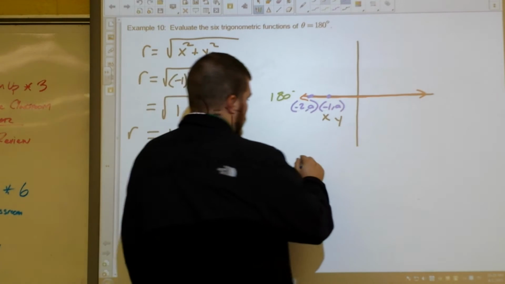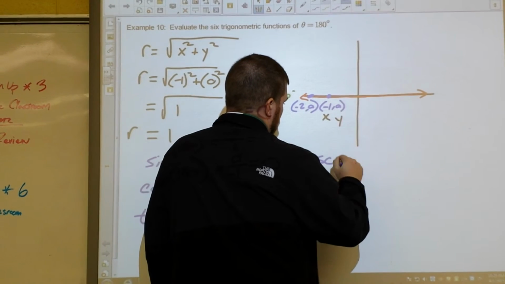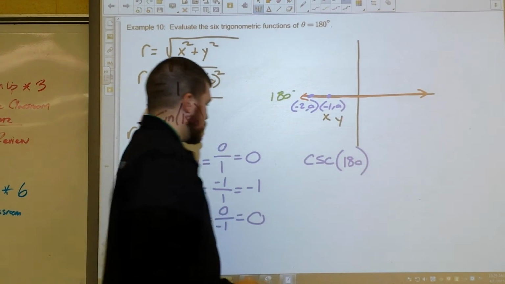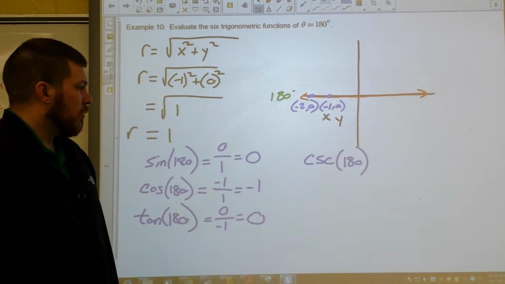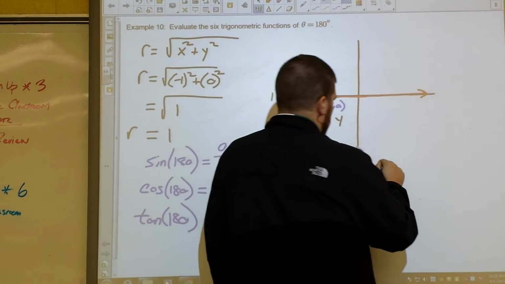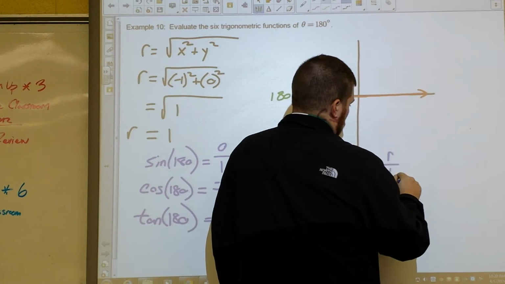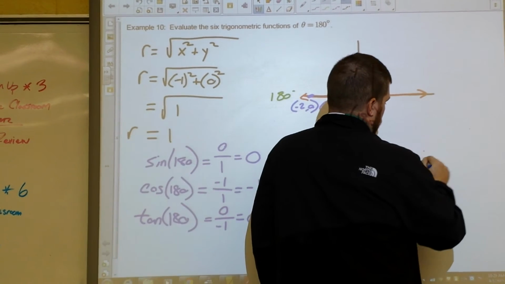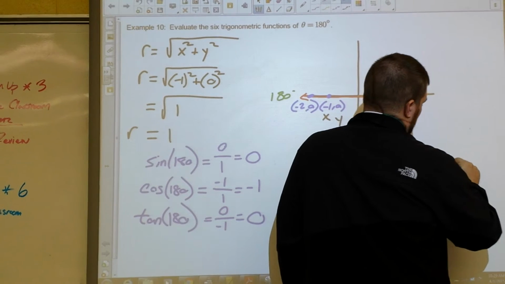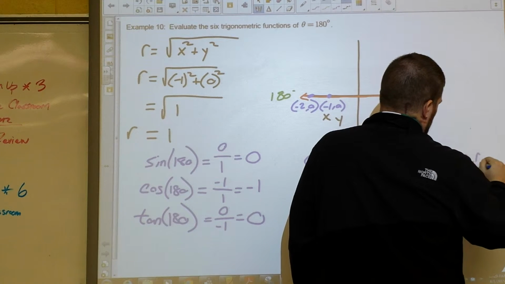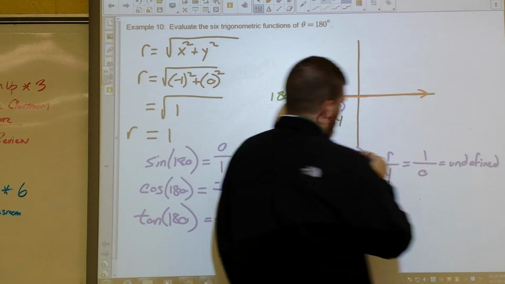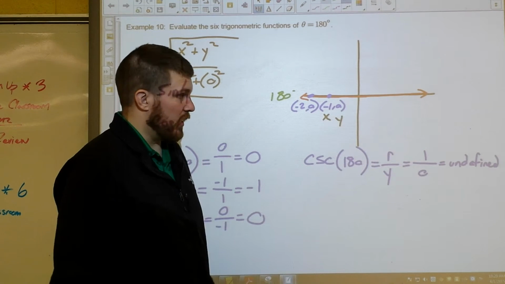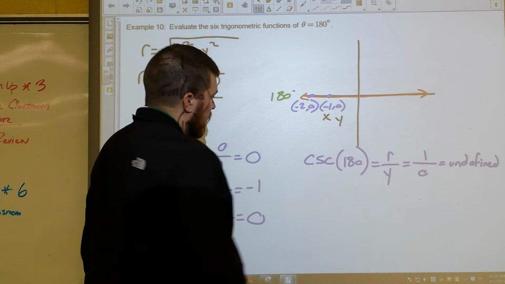Alright, now I'm doing cosecant of 180, which is r over y. So my r was 1, my y was 0. But this is undefined, because you cannot have 0 at the bottom of a fraction ever. So the cosecant is undefined for 180 degrees.